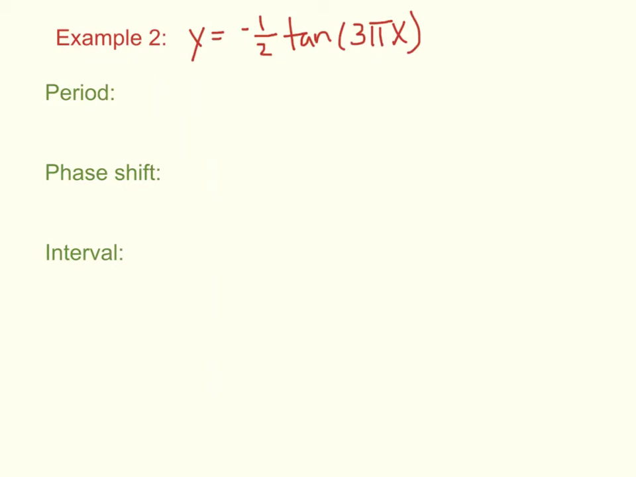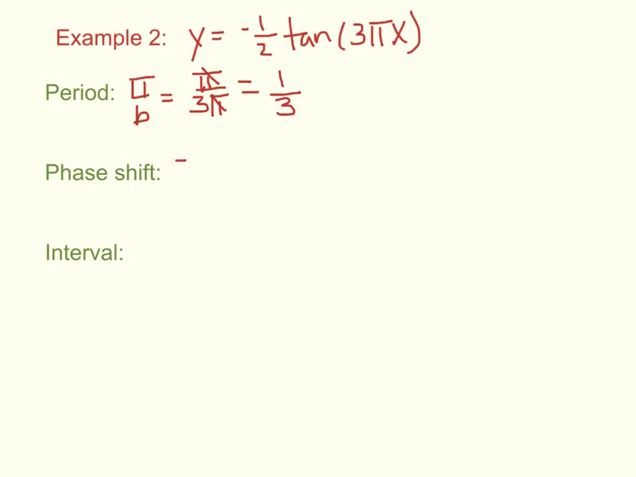Alright, let's take a look at one more example. Again, it's a different example, so make sure you write it down. So it's y equals -1/2 tangent of 3 pi x. So the first thing we're going to figure out is the period. So it's going to be pi over b. Again, the b value is in front of the x. So notice 3 pi is my b. So it's going to be pi over 3 pi. So the pi's are going to cancel out, so I'm left with the period is going to be 1/3.